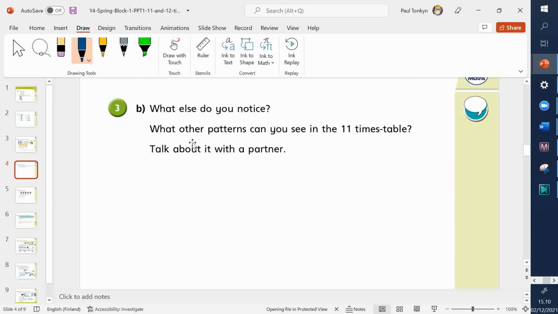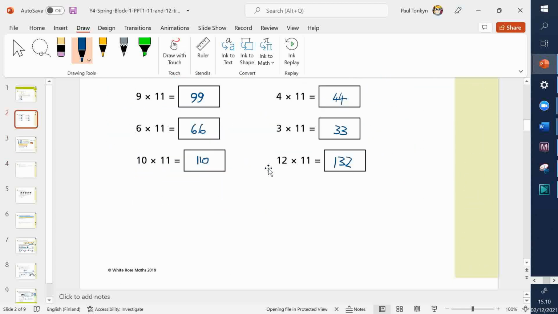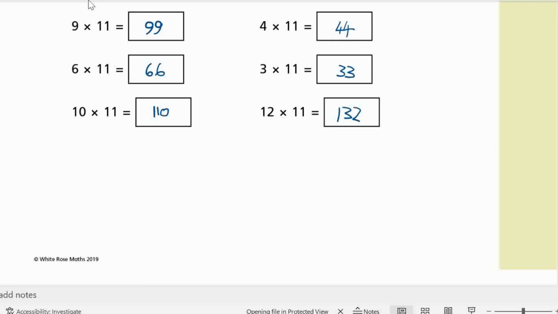What else do you notice? What other patterns can you see in the 11 times table? Well, what patterns do you see in the 11 times table in general? The one pattern that is clear, that is obvious, is you just use the digit that you times with 11 and put it in the 10s and the 1s. If you do 1 plus 1 is 2, and then the next one is 2 plus 2 is 4. So it's sort of going up in 2s.